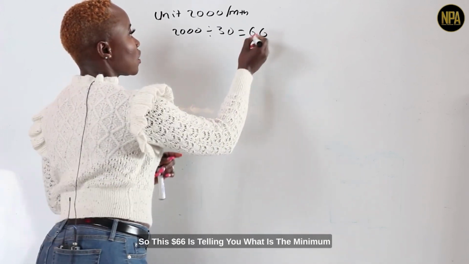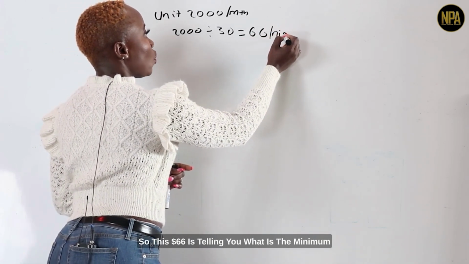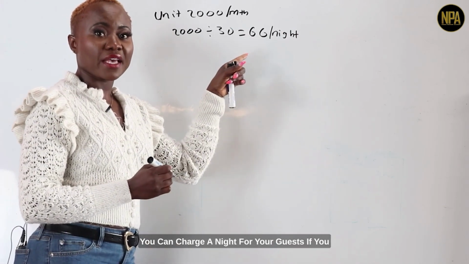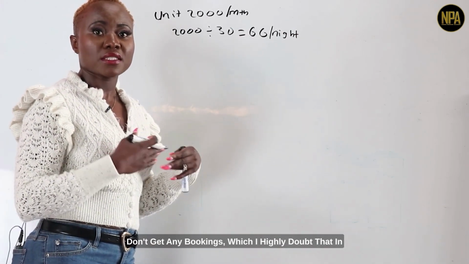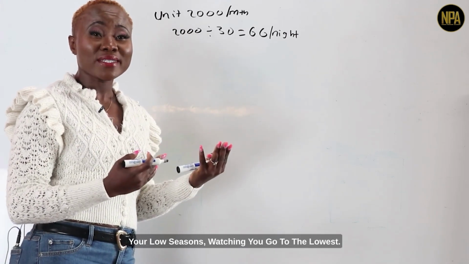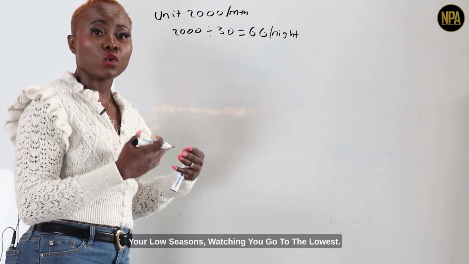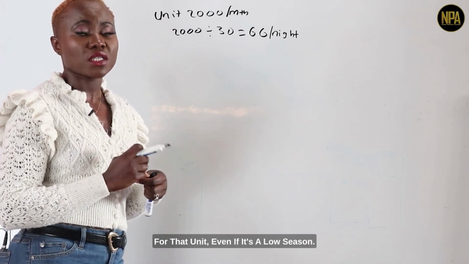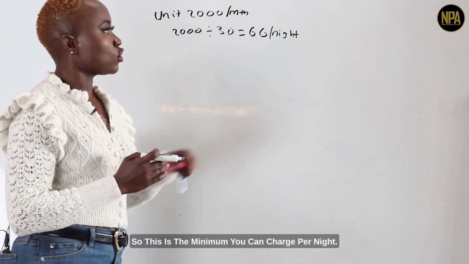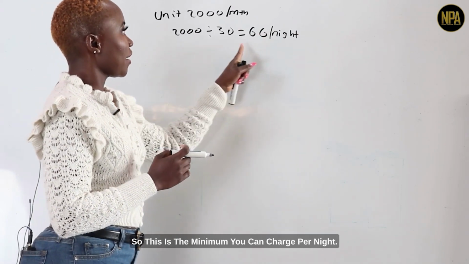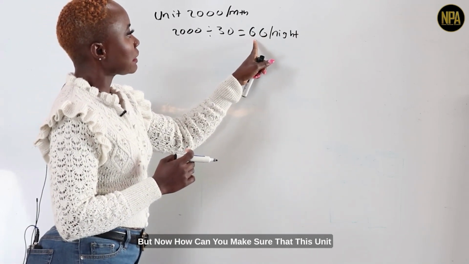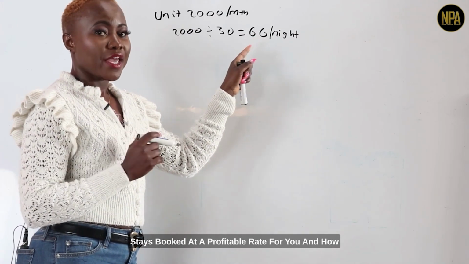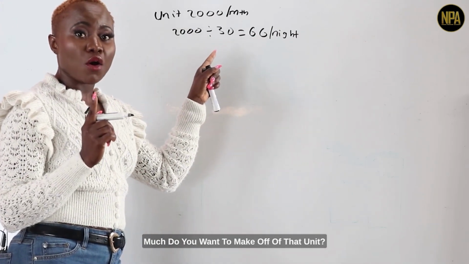So this $66 tells you the minimum you can charge a night for your guests. If you don't get many bookings in your low seasons, which I highly doubt, this is the lowest you should go, because somehow you still want your guests to pay you for that unit, even in a low season. So this is the minimum you can charge per night. But how can you make sure that this unit stays booked at a profitable rate for you, and how much do you want to make off of that unit?